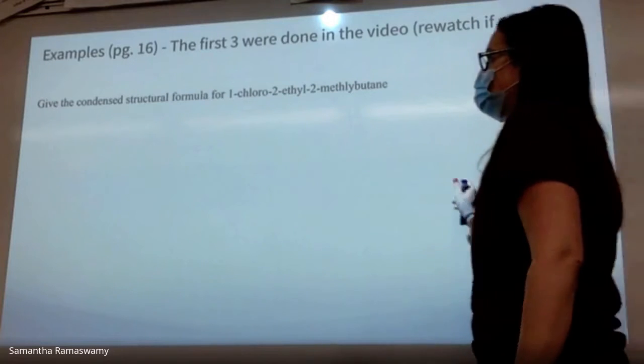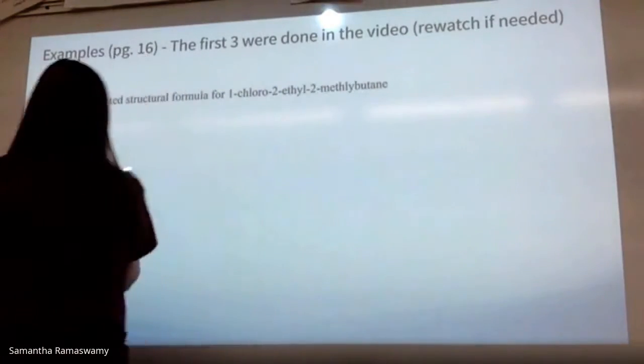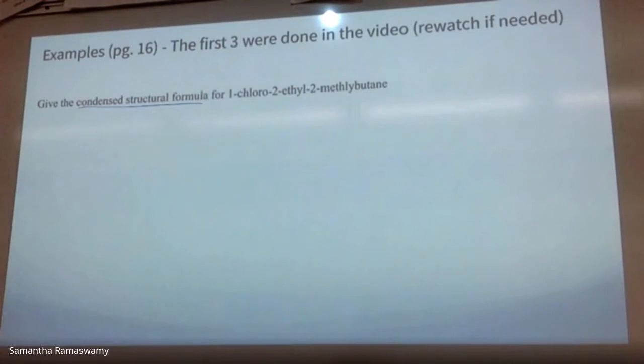So now instead of naming, we're going to look at writing the formula first. If they give us the name, can we go to the formula? Now the condensed structural formula means that we show the C's and H's together. So we're not looking at the bond line drawing. We'll look at those a little bit later. We're going to look at the condensed structural formula, so we're going to show the C's and H's.